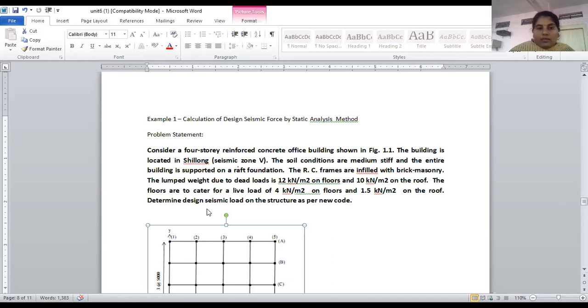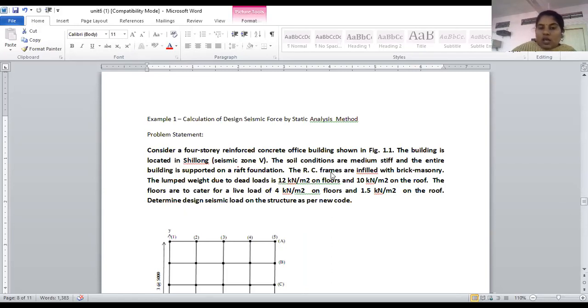So first you see this is a 4-story building, having a total height of 13.8 meters. That we have already seen. Again, the building is located in Shillong city, where the seismic zone is seismic zone 5. The soil conditions are medium stiff, and the entire building is supported on a raft foundation. So the type of soil is also given here.